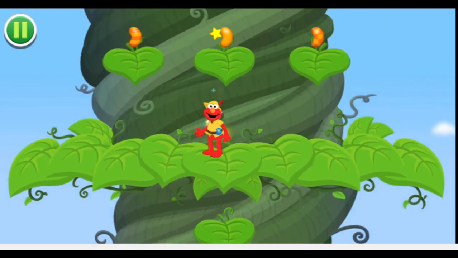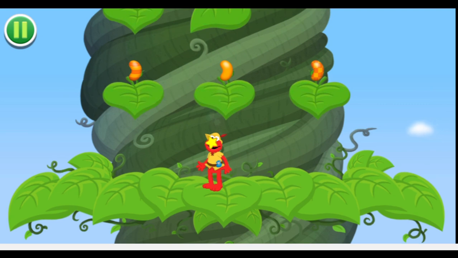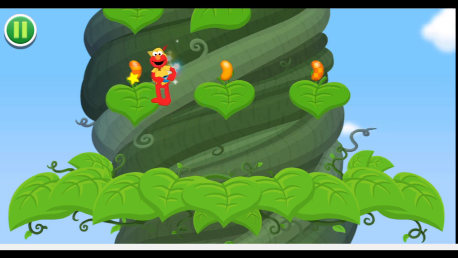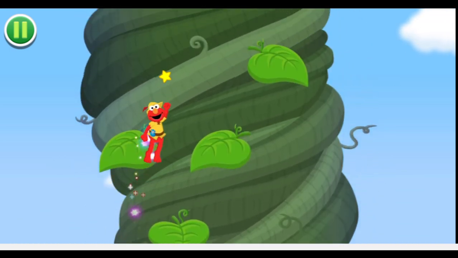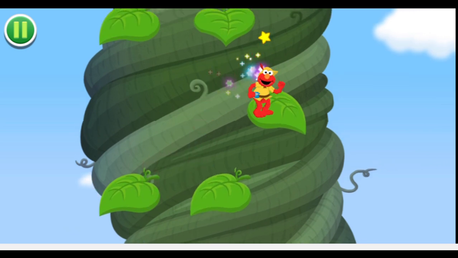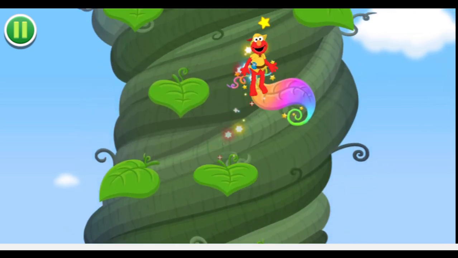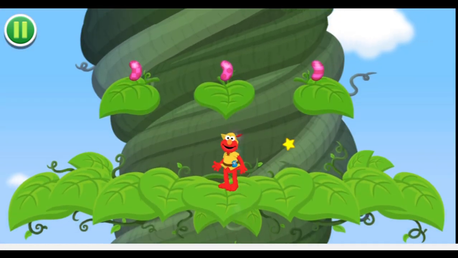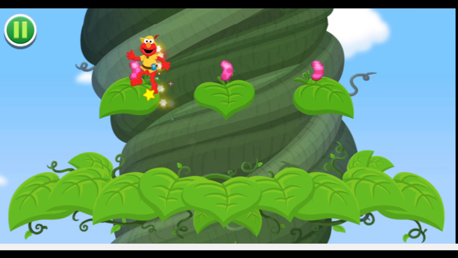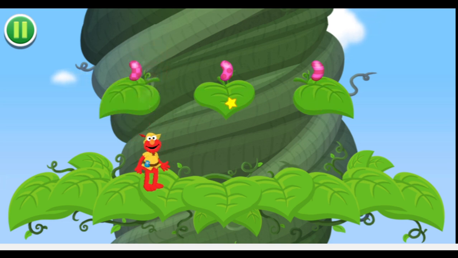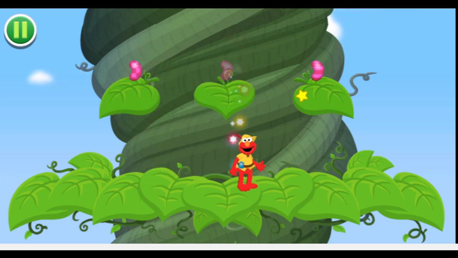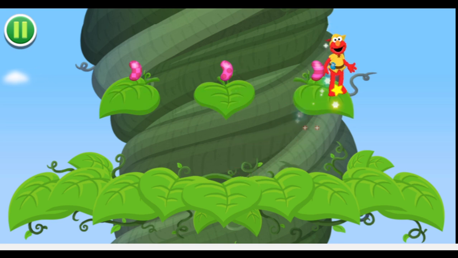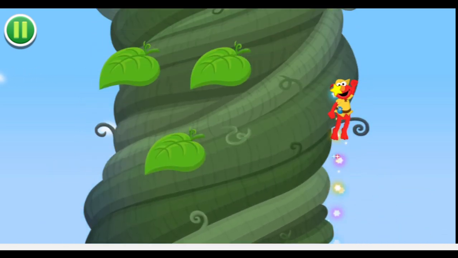Cool! Keep looking for all the beans with stripes. Try again! Yes! Mega Bones! Keep looking for all the beans with stripes. Stripes look like straight lines. Up, up and away!